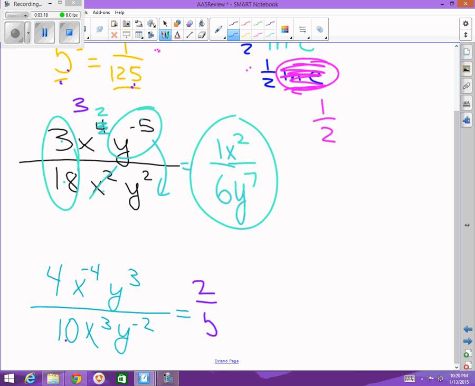And then finally in this last one, you have 4 and 10, 2 goes into both of those, giving 2 and 5. Again, the negative exponent pushes it down there, there's already 3 there, so it's x to the 7th. This negative 2 gets moved to the numerator, so that becomes y to the 5th. And you can't do any more with it, so you leave it.